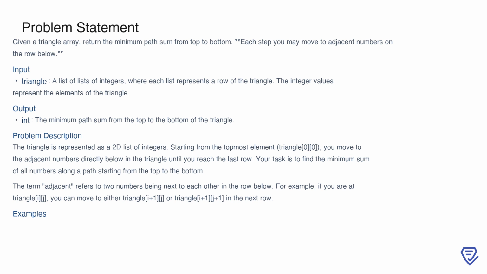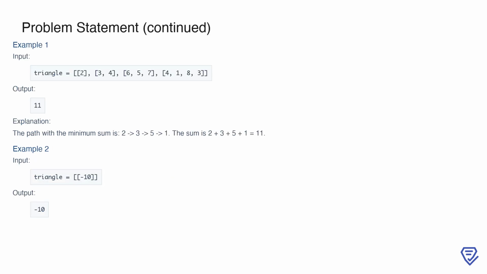Each row in the triangle is essentially a list, and the task is to determine the minimum path sum starting from the top of the triangle down to the bottom. The movement is restricted to adjacent numbers in the row directly below. For example, if you're at a specific element in one row, you can move to either the element directly below it or the one diagonally adjacent to it in the next row. The goal is to compute the smallest possible sum of numbers along any valid path from the top to the bottom of the triangle. Let's look at a couple of examples to clarify the problem.